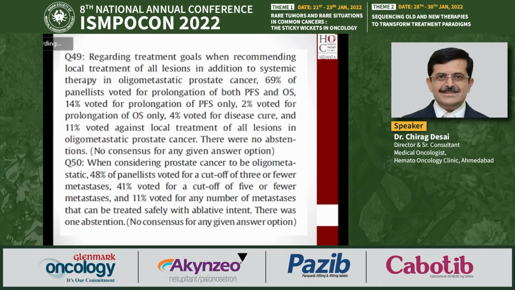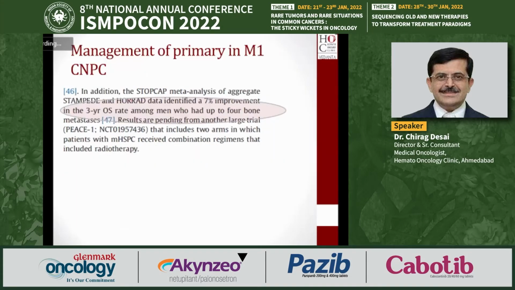prostate cancer patients. That comes to the second part of this discussion: whether we should treat the primary in the presence of metastatic castrate-naive prostate cancer. There are two important trials, STAMPEDE as well as HORRAD. And in one trial, the data is pending. The PEACE-1 trial has given some of the data, but not about whether radiation should be given or not. So there is a stopgap analysis of STAMPEDE and HORRAD data.